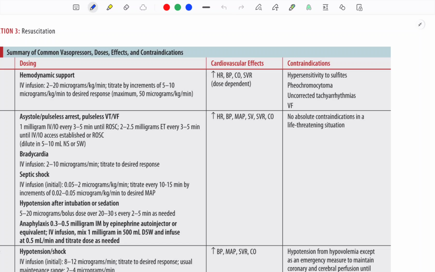Norepinephrine is not used in hypotension from hypovolemia. Phenylephrine is not used in severe hypertension and VT. Vasopressin is not used in hypersensitivity to vasopressin or chlorbutanol. Angiotensin II has no absolute contraindications.